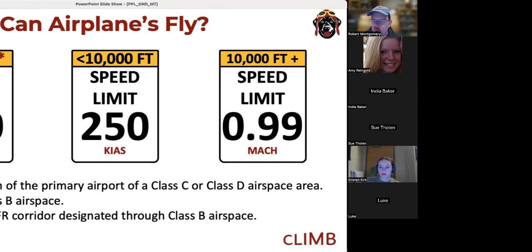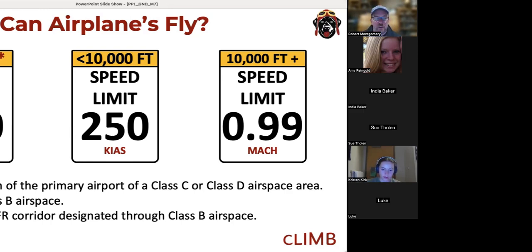But if you're within 4 nautical miles of the primary airport in Class C or Class D airspace, and don't get hung up on Class C versus Class D, we'll talk about that here in a little bit, you are limited to 200 knots. If you're below Class B airspace, you are limited to 200 knots. And if you're in a VFR corridor within Class B airspace, you're going to be limited to 200 knots. That's pretty good, right? These are all very congested areas. It's probably a good idea to be down around 200 knots. Not an issue for us, by the way. If you get a Skyhawk up to 200 knots, the wings are going to come off.